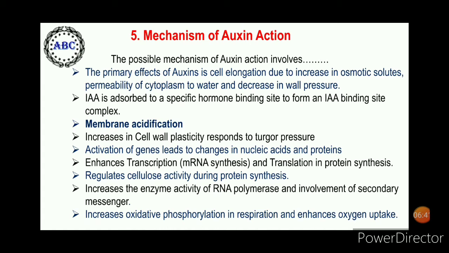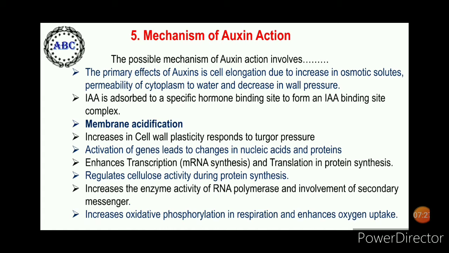Later on, membrane acidification occurs. IAA increases cell wall plasticity, which easily responds to turgor pressure. The effect of IAA occurs through activation of genes in the plants, which leads to changes in nucleic acids and proteins. Auxin seems to be enhancing both transcription, that is mRNA synthesis, and translation, that is mRNA directed protein synthesis processes.